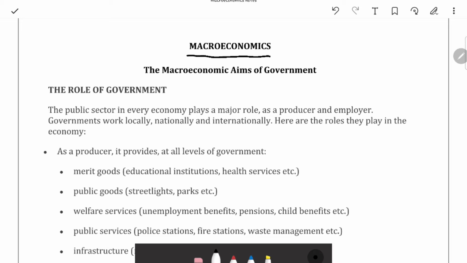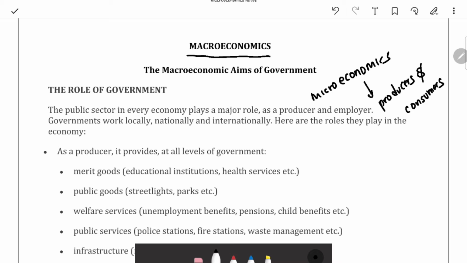Now macroeconomics, before we even start with this topic, is simply the study of the government. Previously in chapters 1, 2 and 3 we had a look at microeconomics. Microeconomics simply is the producers and consumers, so those are the main focus. The producers and the consumers were the main focus.